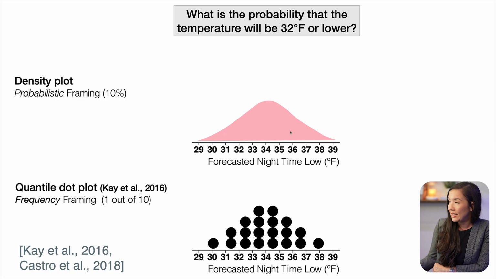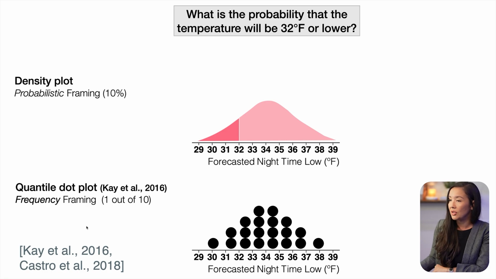So this is a density plot, a distribution. The way that you would have to do this calculation is you would have to find 32 degrees on the chart and mentally do an integral under the curve. Maybe you can do that. Some people can do that. That can be very challenging. This is certainly more informative than if it was just an interval, but this particular calculation can be quite challenging.